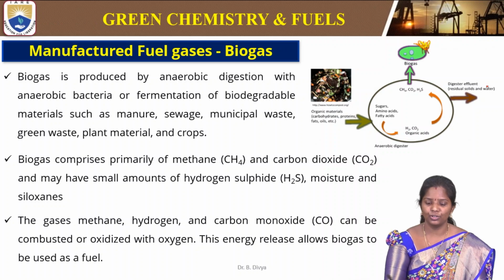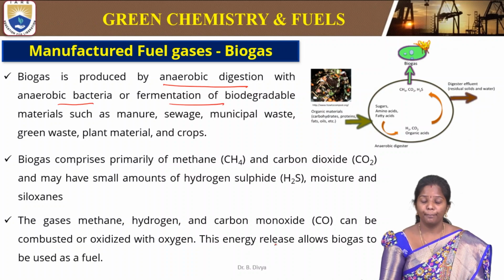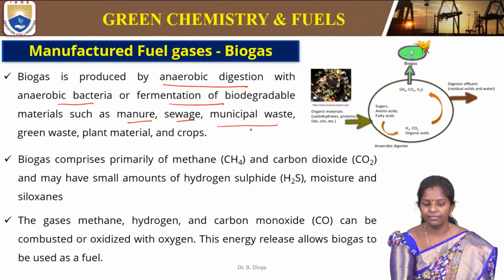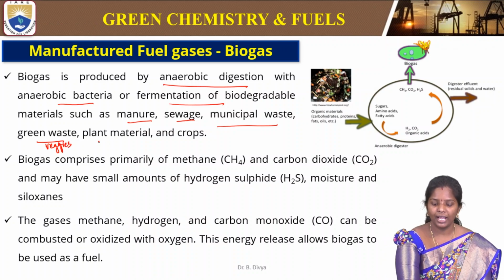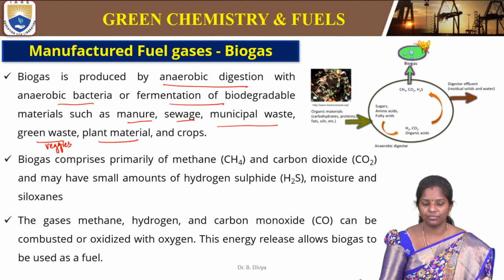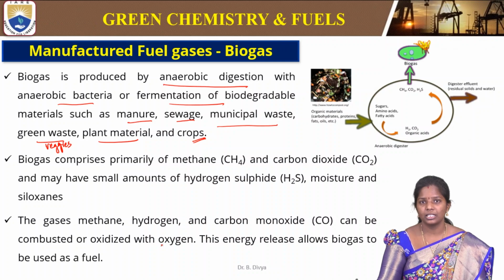So this biogas is produced by anaerobic digestion with anaerobic bacteria, or fermentation of biodegradable materials such as manure, sewage, municipal waste, green waste. Green waste is nothing but waste from the vegetables we use, plant material, whatever we cut down in our gardening, and crop waste. After cutting the crop, there will be weeds or stems left over, which can also be used for biogas production.